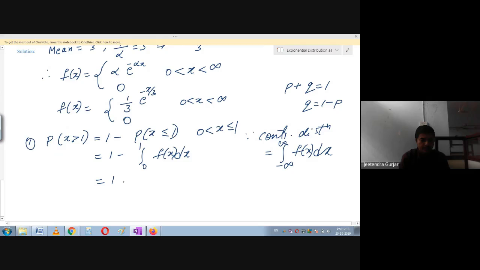So this is 1 minus integration 0 to 1 of f of x dx, which will come as a positive value. If it is negative, we take it as 0. So f of x is equal to 1 upon 3 e raised to minus x divided by 3, student. Please substitute in the calculator and tell me what is the answer. No need to calculate using the formula. You can go directly using the calculator.